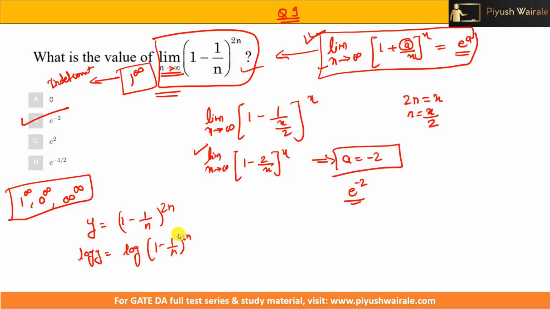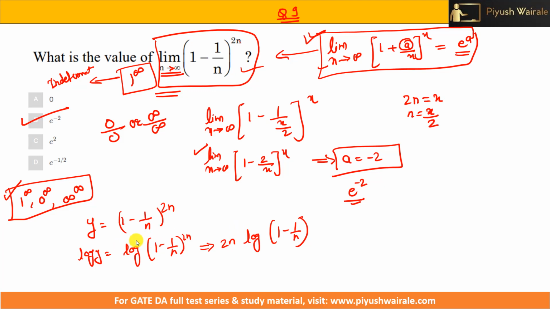Now you can bring this 2n down, so what you will get is 2n log of (1 minus 1 by n) here, right? Now you can convert this expression into 0 by 0 form or infinity by infinity form. This is the conventional way to solve this type of expression, whenever you are getting 1 to the power infinity, or 0 to the power infinity, or infinity to the power infinity. This is the way to solve this type of question.